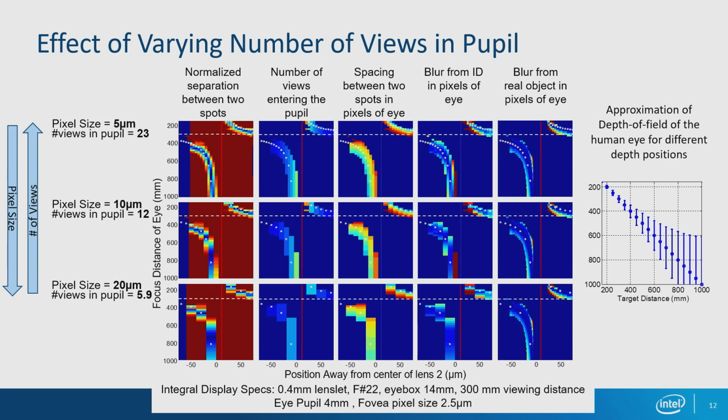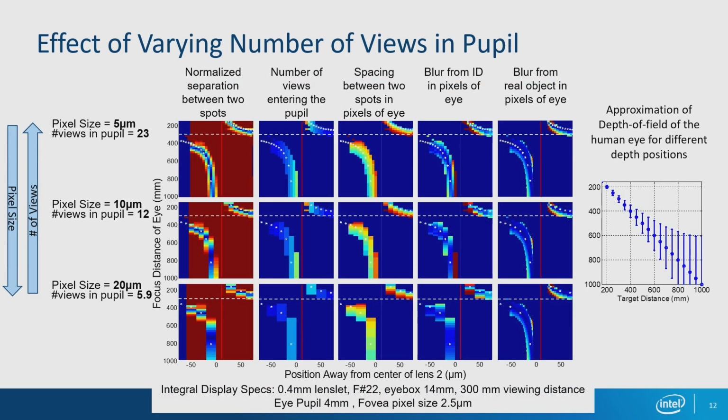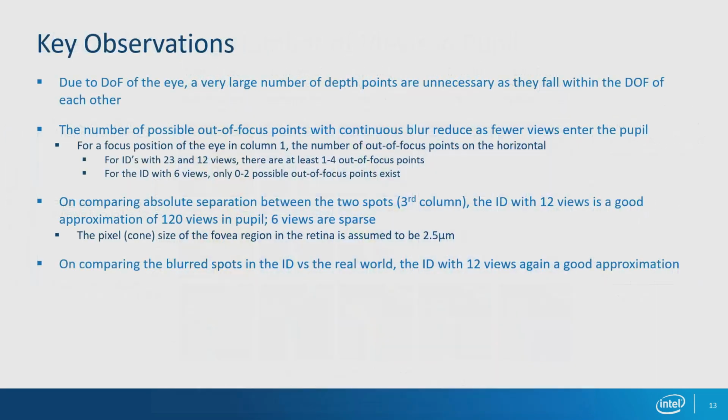The third thing I compare is the absolute spacing between the two spots. This is almost the real world here. And then as I reduce the number of views, it becomes quantized. This is a very good approximation of the real world. This is somewhat quantized, and this is highly quantized. As I compare the blur from the real object versus the integral display, I see the same effect: this is a very good approximation of this plot. This becomes further quantized, and this becomes further quantized.